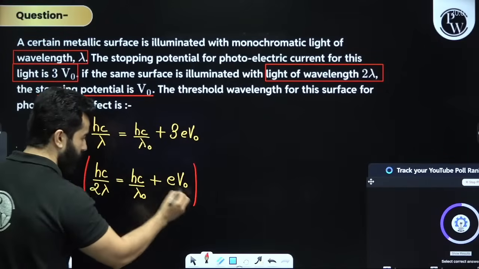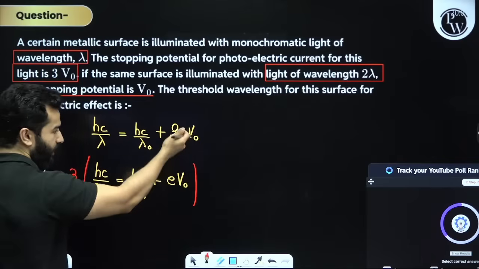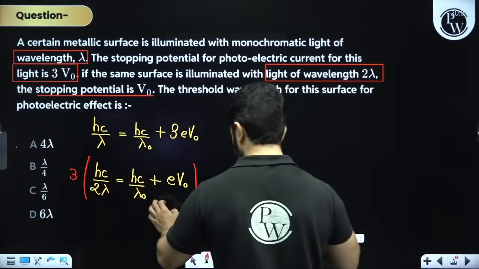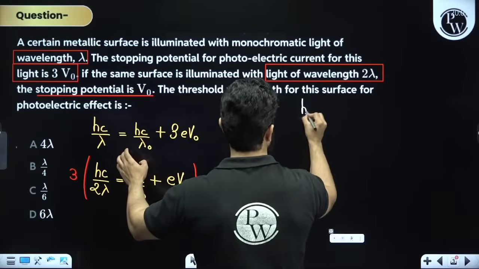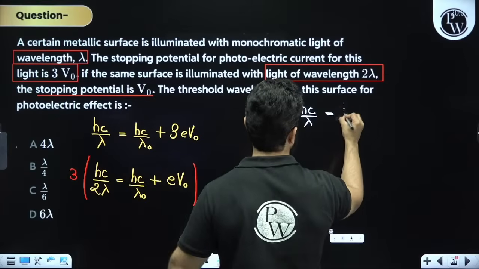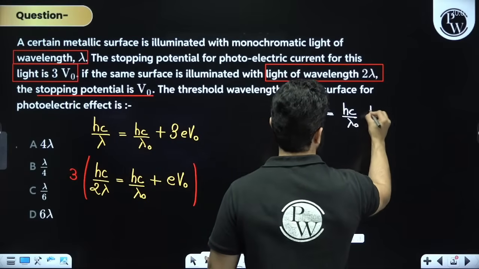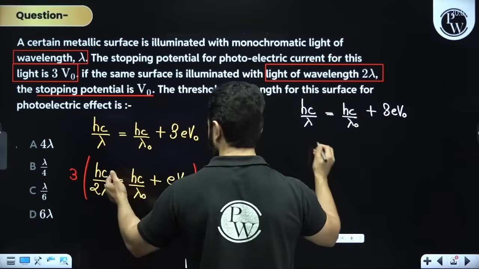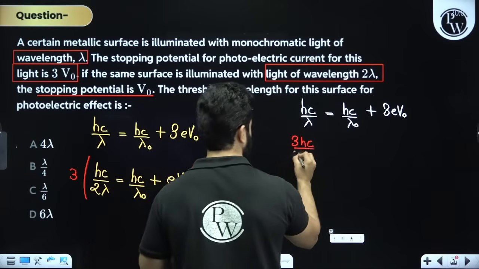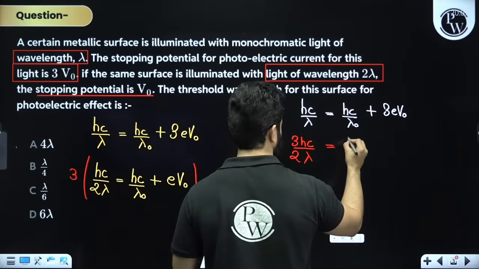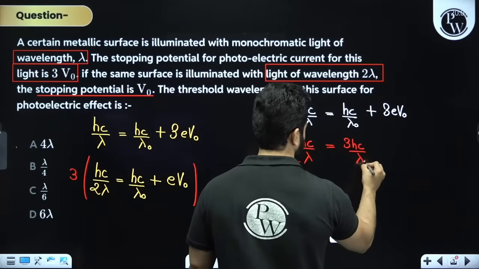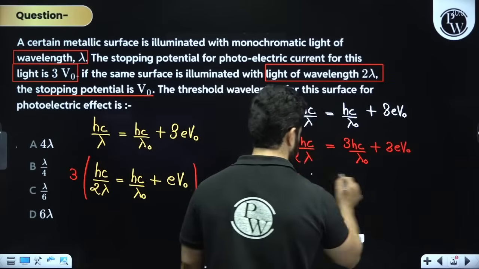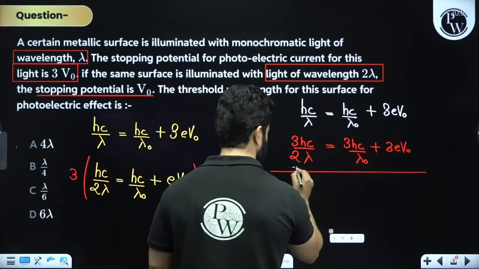Let's multiply this equation with 3 just so that we can get 3 E V0 on both sides. If you do this, my dear friends, you are going to get Hc by lambda is equal to Hc by lambda naught plus 3eV0, and this equation will become 3Hc by 2 lambda, this will become 3Hc by lambda naught, and this will become 3eV0. And now let's subtract these two equations. That's all you need to do.